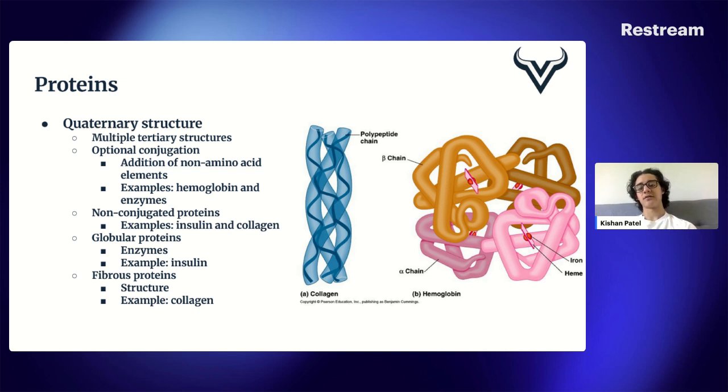Now, this can also be divided into globular and fibrous proteins, and this is just based on the shape. Fibrous is going to be more lengthwise, more straight and simpler, and globular proteins are going to be more like a glob, like enzymes.